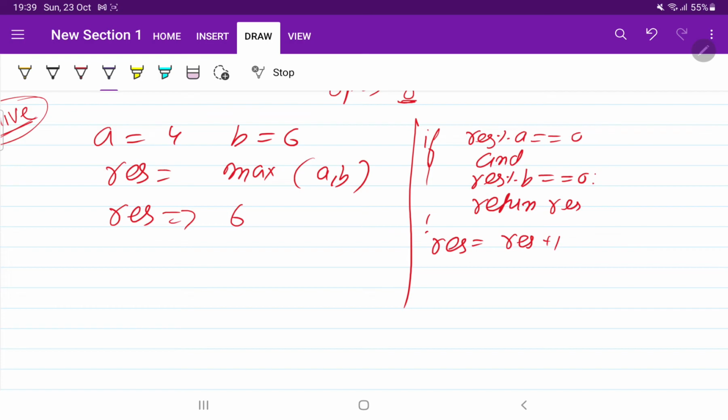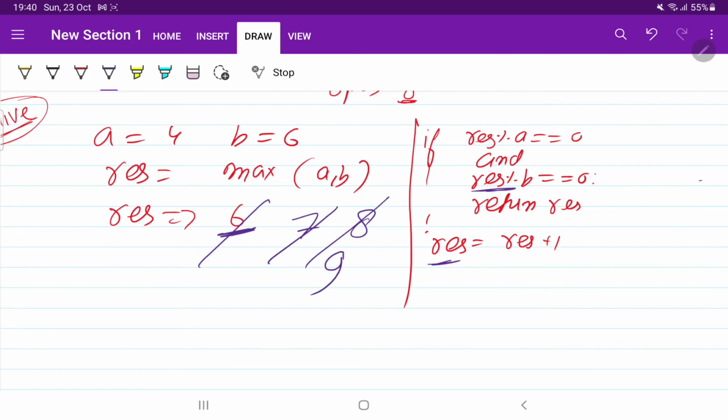Basically, first we have the result value as 6. It will check 6 % 6 and 6 % 4. Here you are going to get the value 2, so the condition is not true, the if condition will fail, and we will increase the result by 1. So we come to 7. It will check whether 7 is divisible by 4. No, it is not divisible, so we increase to 8. It will check 8 % 4, yes, we get 0. But it will also check for B. Now 8 % 6, is it 0? No, here we get false. For AND, both conditions should be true.